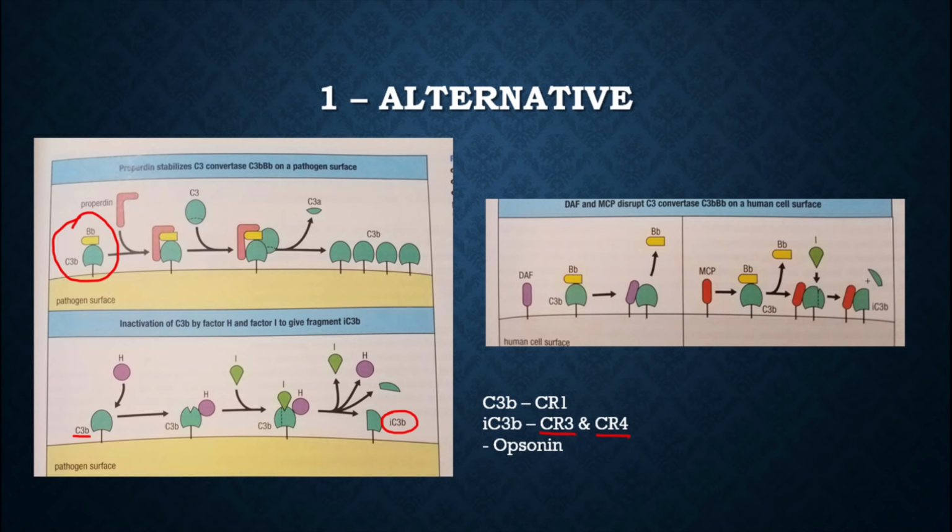There's a couple other mechanisms by which we can suppress this. We've got proteins DAF, decay accelerating factor, and MCP. Both of these act to prevent the formation of a convertase, so you don't continue making the C3b, and also serve to generate iC3b so that, again, it stops that pathway of the convertase.